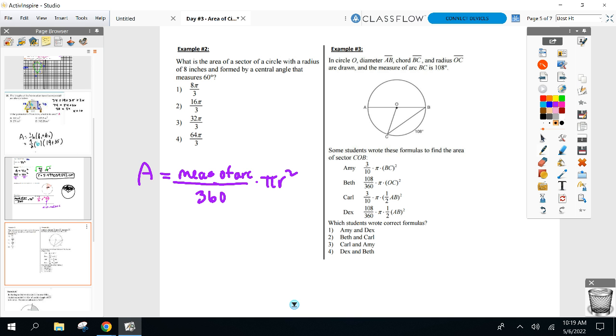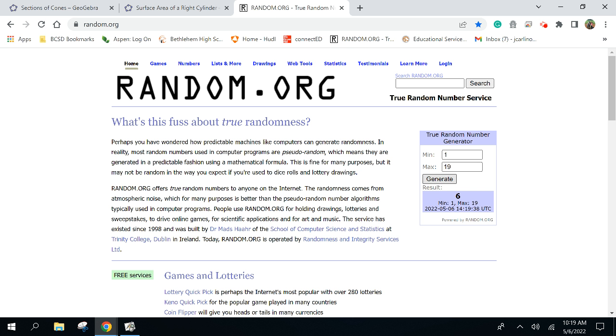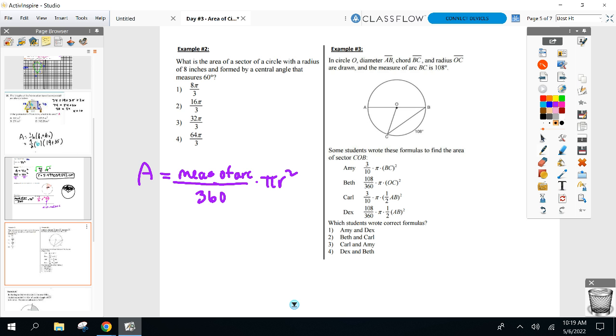All right, help me fill it out. What is the measure of the arc in this case? If my central angle is 60, what's the measure of the arc? Also 60. They're equal from last unit, remember? 60 over 360 times pi. The radius is already given as 8 squared.